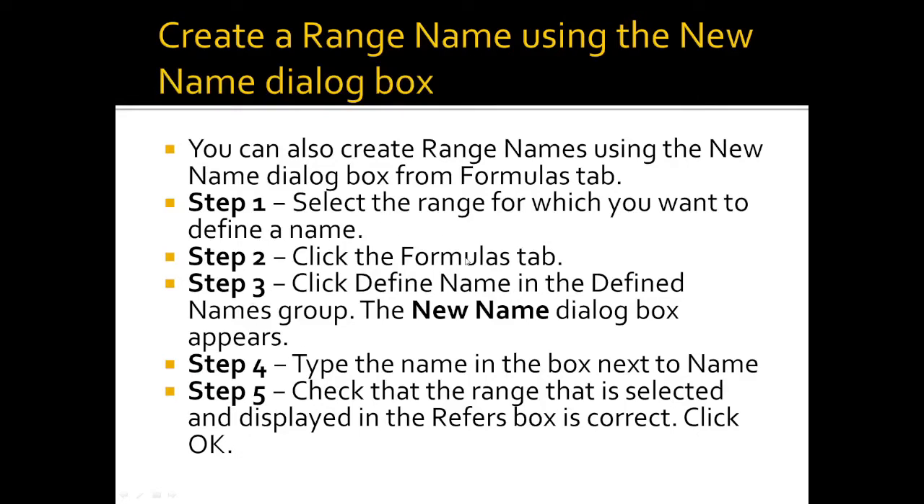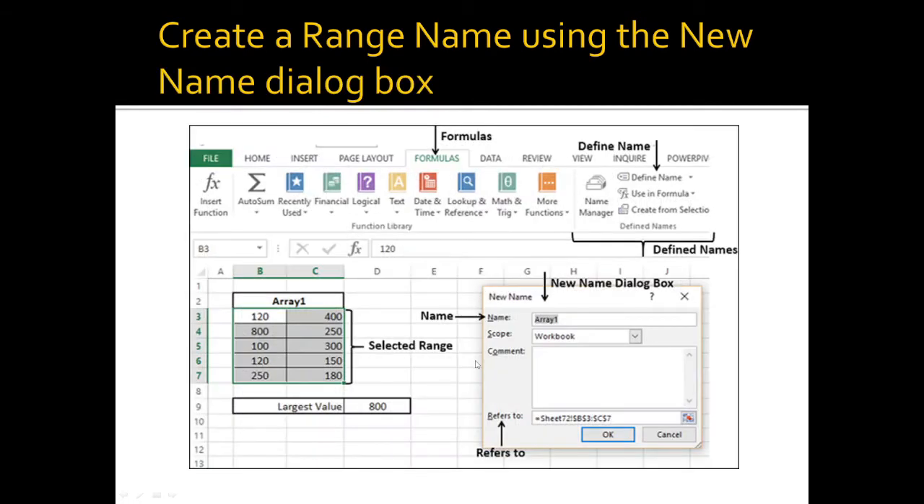Click the range, click the Formulas tab, then click Define Name. Then the New Name dialog box appears. Type the name, and then check the range that it is referring to. So this is the step. Select the range, click on Formulas, then Define Name, then type the name and check if this is correct. Then just click OK. So that is how we also create a range name.